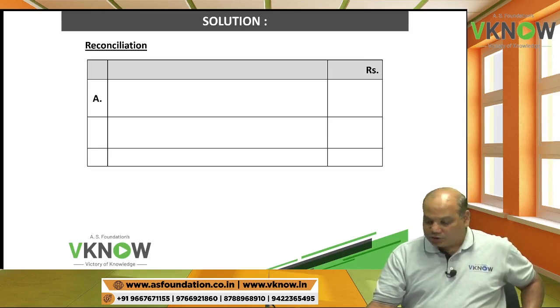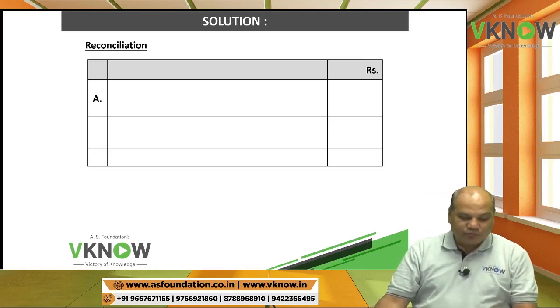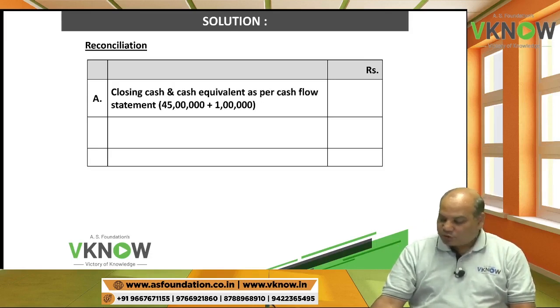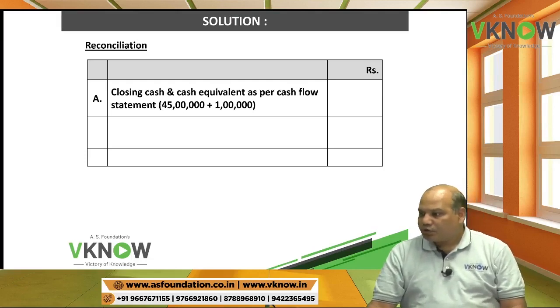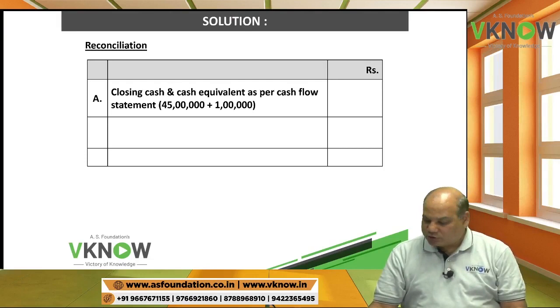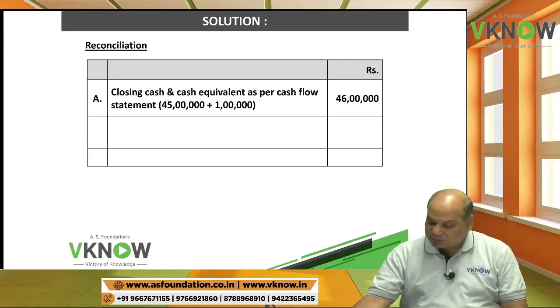Write down below reconciliation, right hand side rupees. Point number A. Closing cash and cash equivalent as per statement of cash flow, as per cash flow statement, 46 lakh.